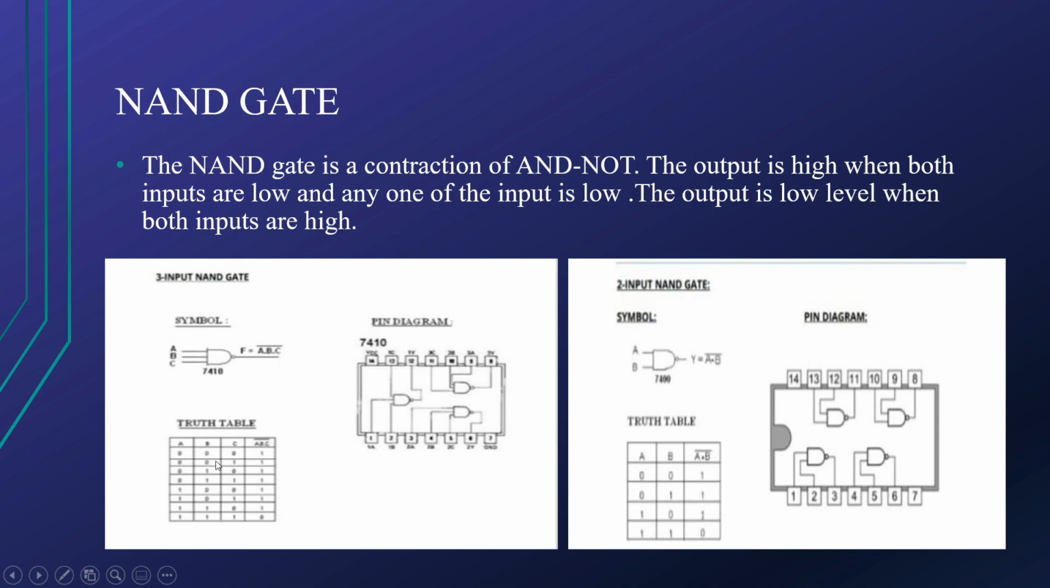The truth table is this, and this is the symbol for 2 input NAND gate and pin diagram for 2 input NAND gate. In the truth table, in 2 input NAND gate, when you give 0 0 as input, you will be getting 1. When you give 0 1 as input, you will be getting 1. When you give 1 0, you will be getting 1, and when you give 1 1, you will be getting 0. That is, NAND gate is a complement of AND gate.